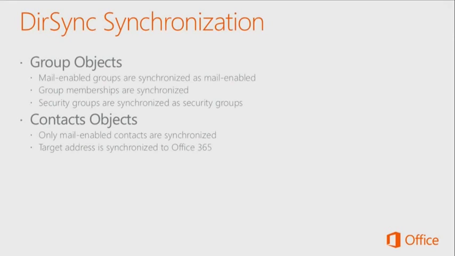Okay. Group objects: mail-enabled groups are synced, group memberships are synced, and security groups are synchronized as security groups. So if you're doing a migration, maybe from SharePoint Online to SharePoint on-premises to SharePoint Online, your security groups are synchronized so that you can use those in Office 365 SharePoint Online. Contact objects: only mail-enabled contacts are synchronized. Target address is synchronized to Office 365.